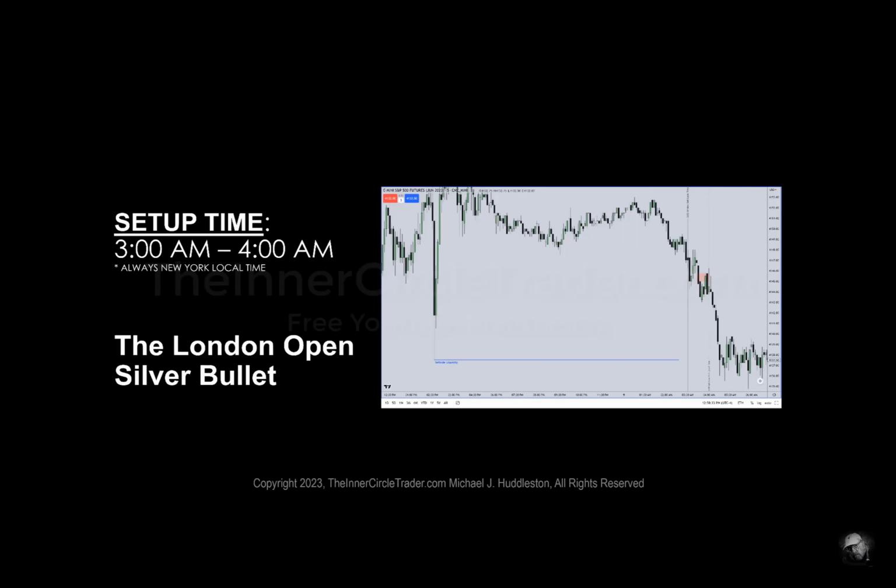First setup time is 3 a.m. to 4 a.m. Now, we're always referring to New York local time. So whenever I'm referring to a specific time, whether it be a window of time or a very specific time of the day, you have to have your charts calibrated to New York local time, wherever and whenever that is in your area. If we're observing daylight savings time, then you observe daylight savings time. That way it removes all the uncertainty and confusion. Whatever it is in New York, that local time is what you're using when you're charting. This is the London Open Silver Bullet.